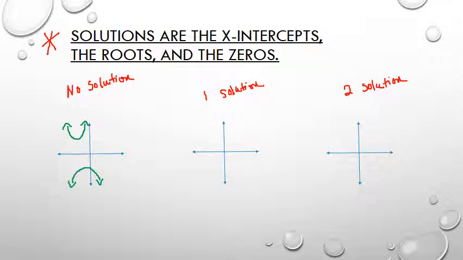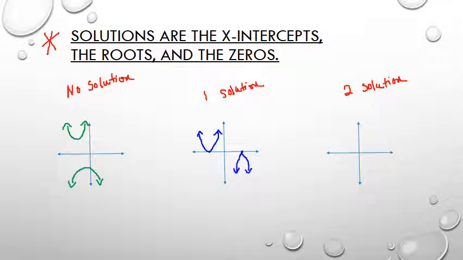One solution is whenever the vertex is sitting on the x-axis. It could either go up, or the vertex is still on that x-axis, it could also go down. That's whenever you have just one solution, because the parabola only hits that x-axis one time.